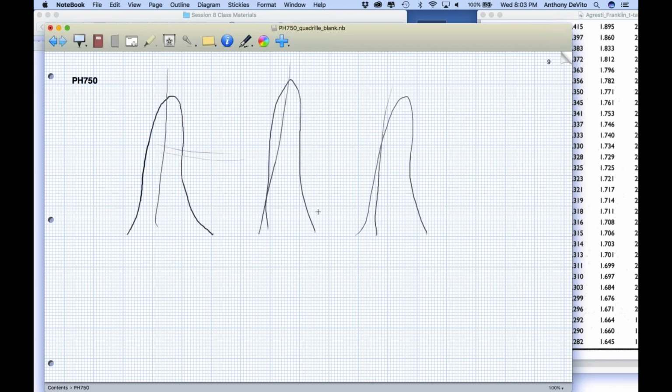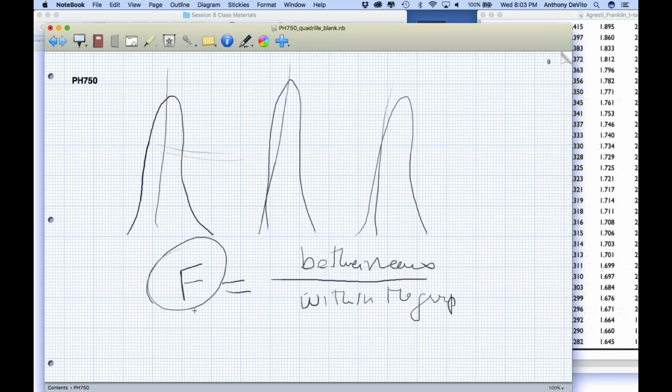So we can invent a statistic called an analysis of variance. We're going to call it F. And that statistic is going to be based on two things. It's going to be based on some measure of the variability between the means, and some measure of variability within the groups. Okay? And the bigger this F score is, the more likely it is that we can reject our null hypothesis and prove that they're different.